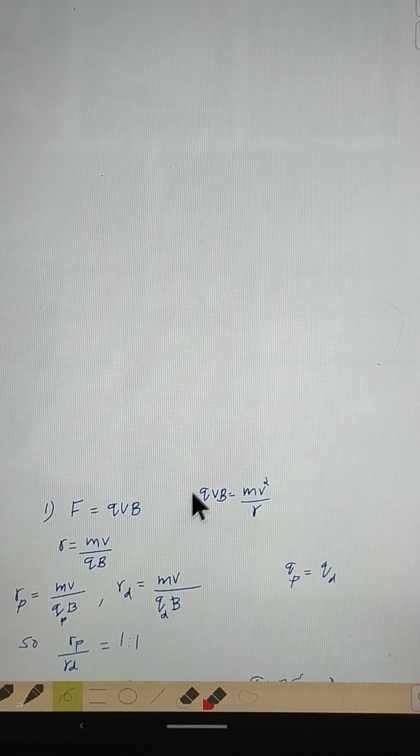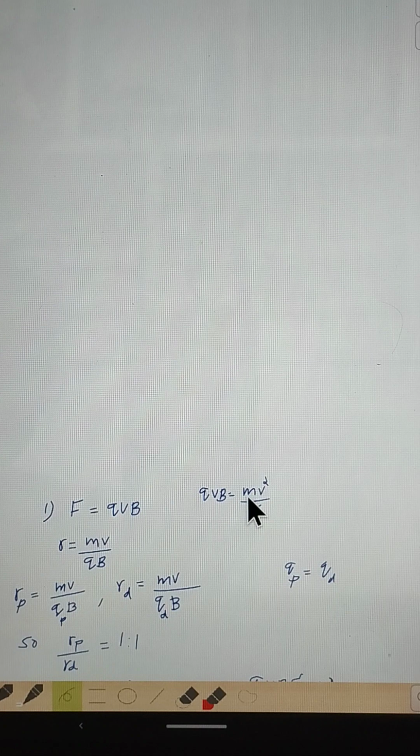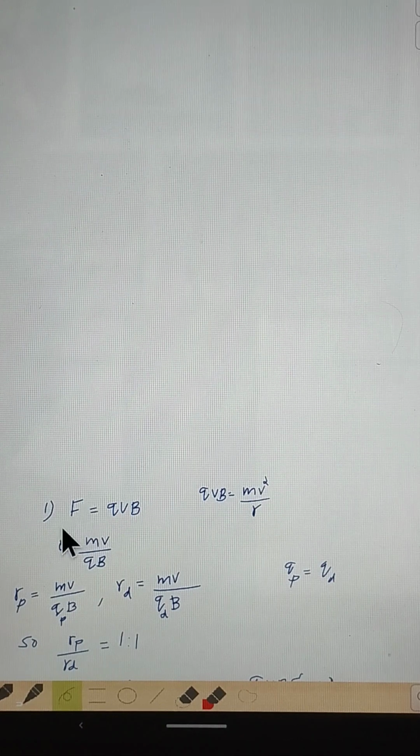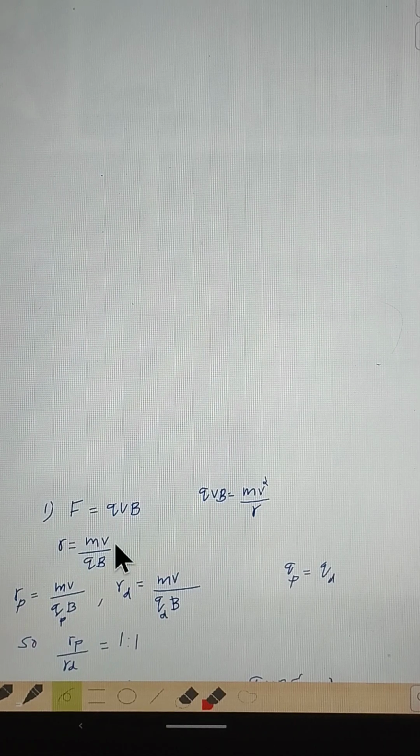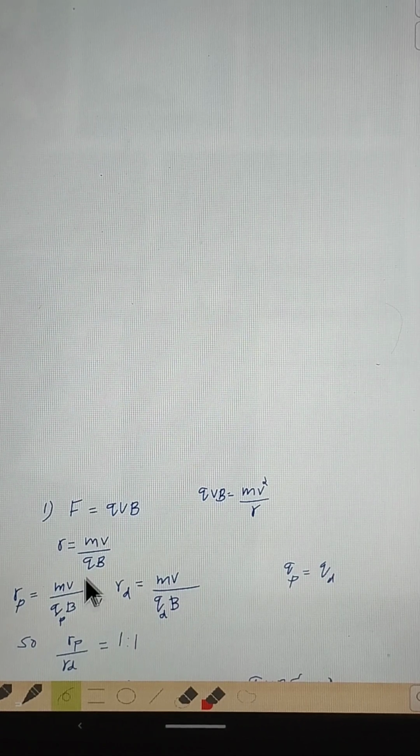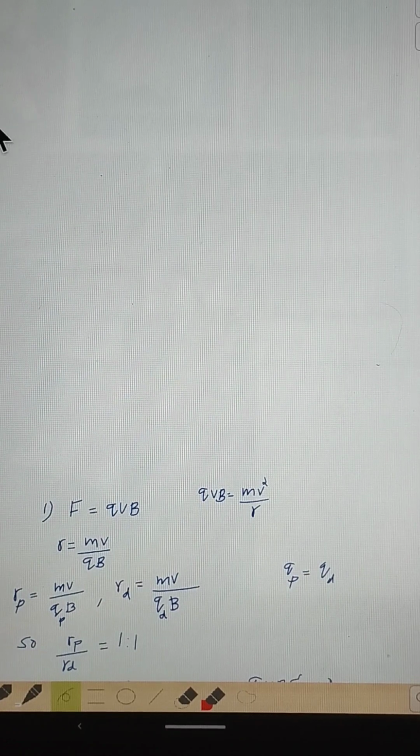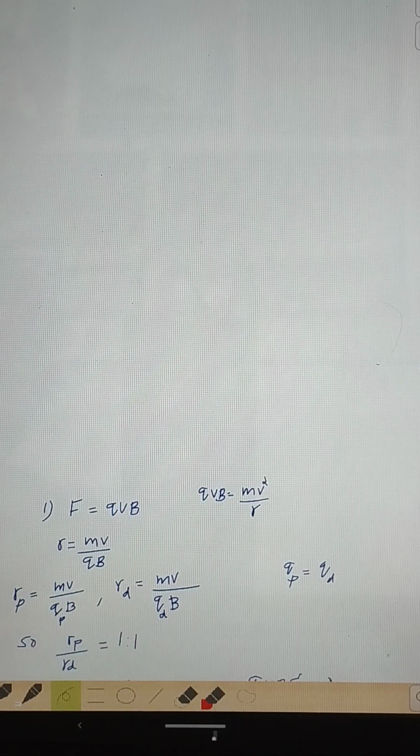So this force qvB is equal to the centripetal force mv square by r. So the radius can be calculated: we have momentum in the numerator, divided by the product of charge and the field. Now here we have proton and deuteron. In the question it is given that protons and deuterons are moving perpendicular to the given magnetic field with the same momentum.